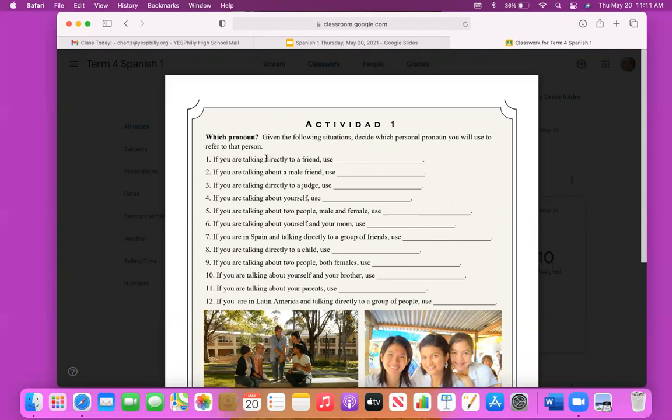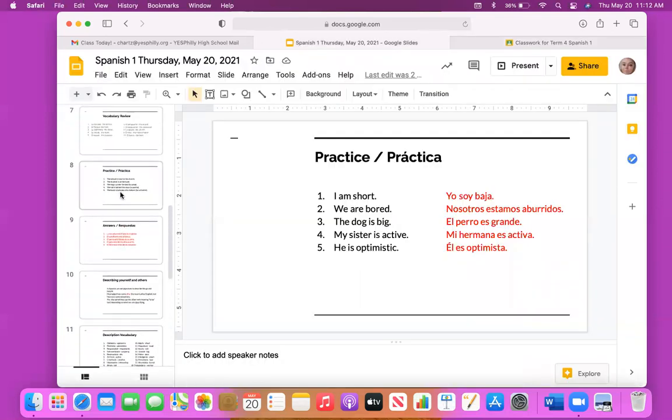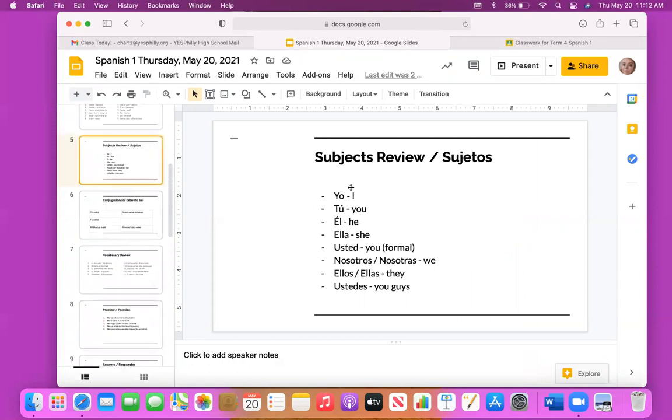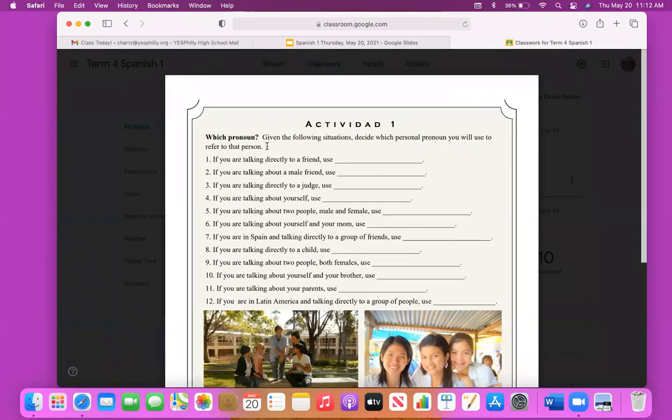So it says if you are talking directly to a friend, use, and then which one are you going to use? Remember, the subjects, these are going to be your answers. So you're going to pick from these. These are called personal pronouns, and that's why it says that here. Decide which personal pronoun you will use to refer to that person.